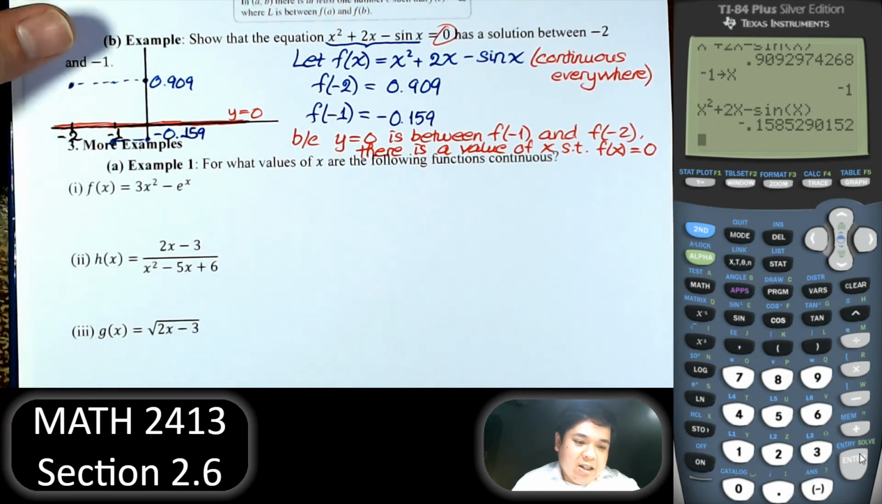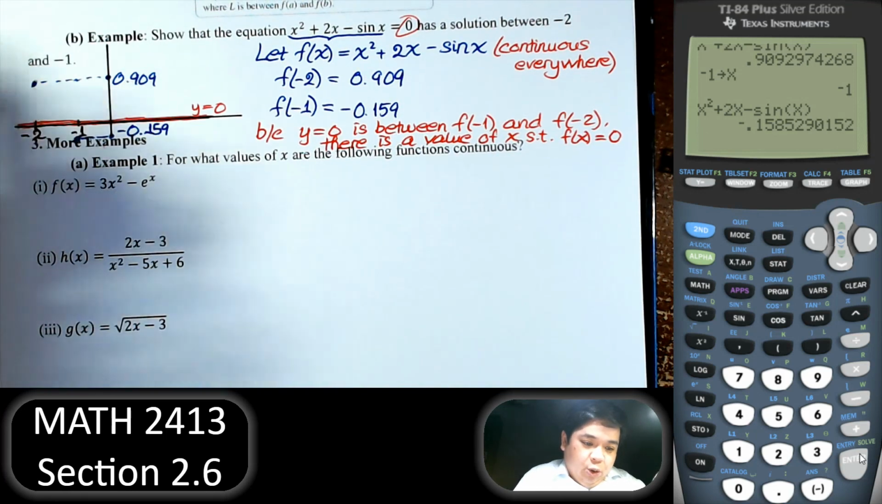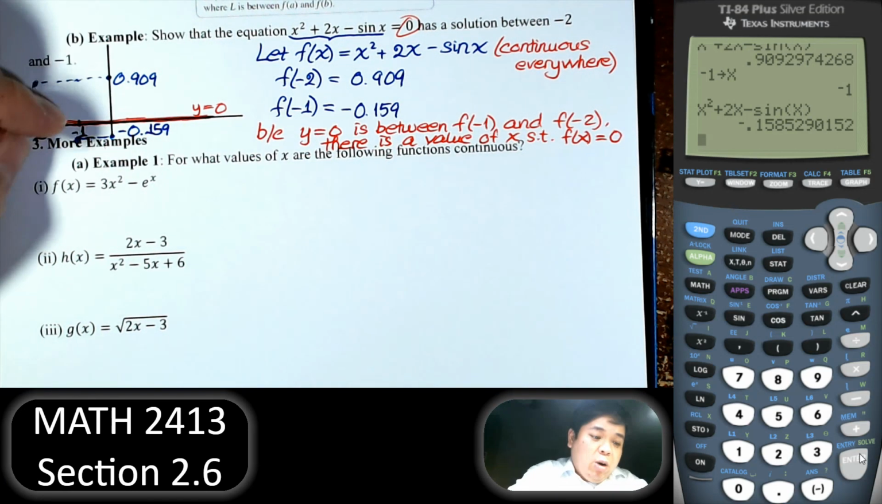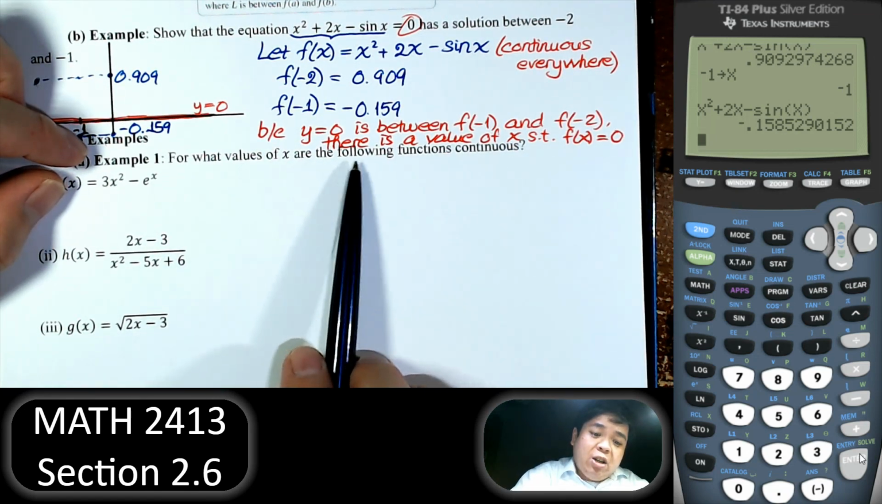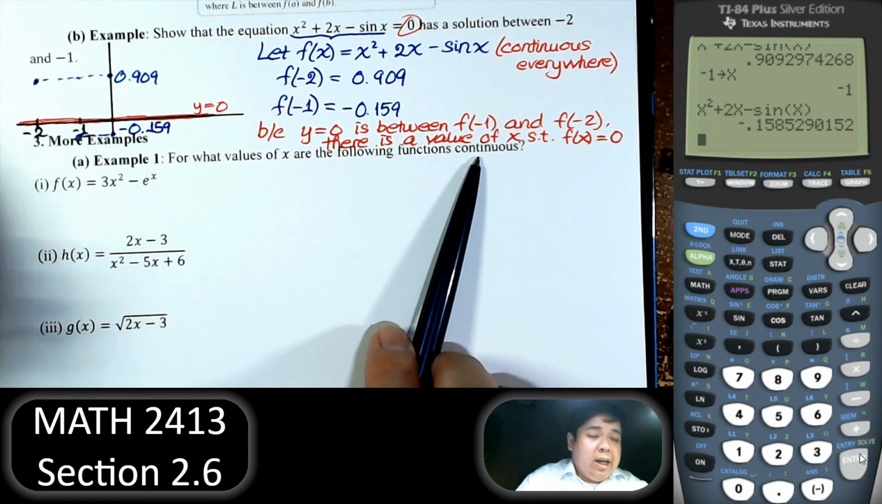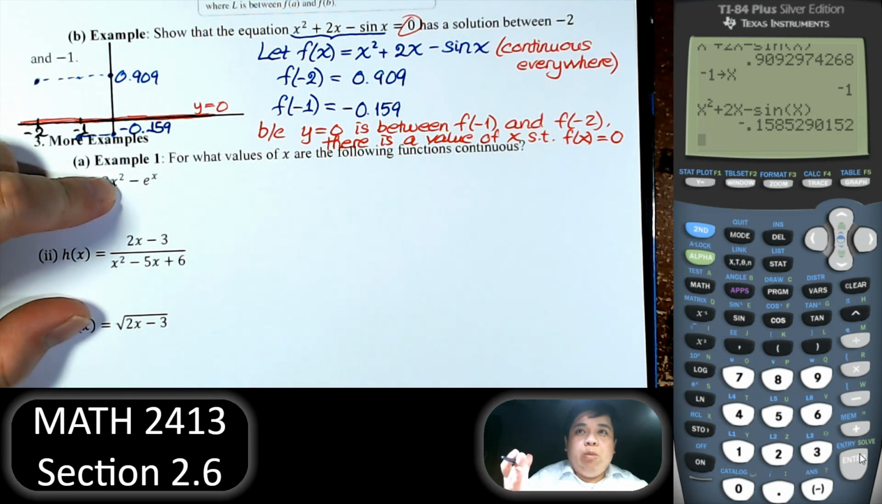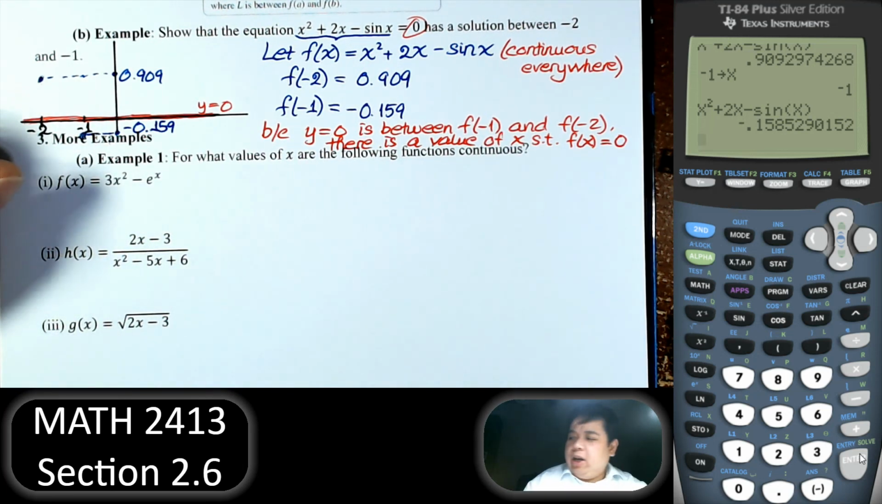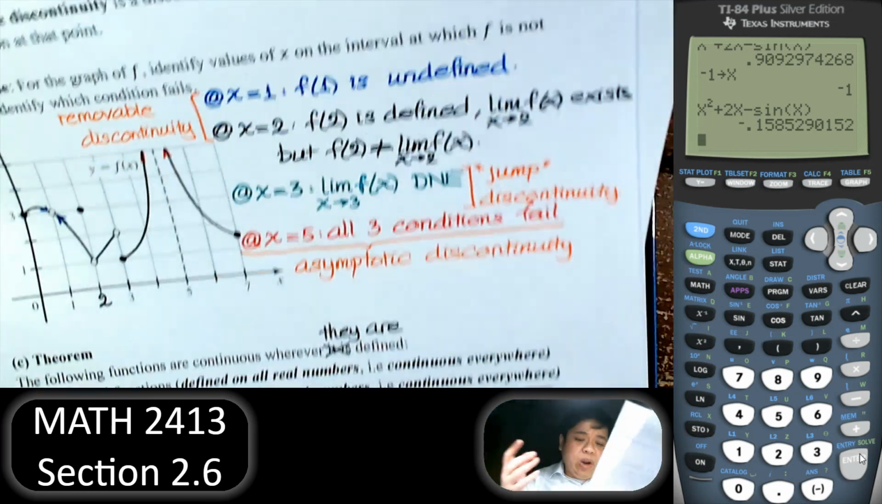Right. Lastly, we do a few more examples. We'll go over this rather quickly. For what values of x is the following function continuous? So 3x squared, a polynomial, is continuous everywhere. e to the x, an exponential, is continuous everywhere. So the bottom line is what we have to look out for.